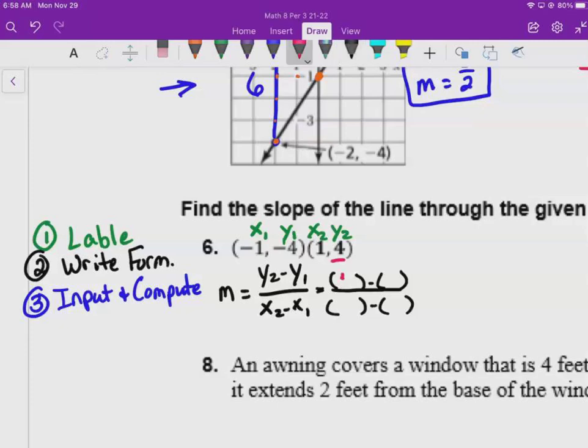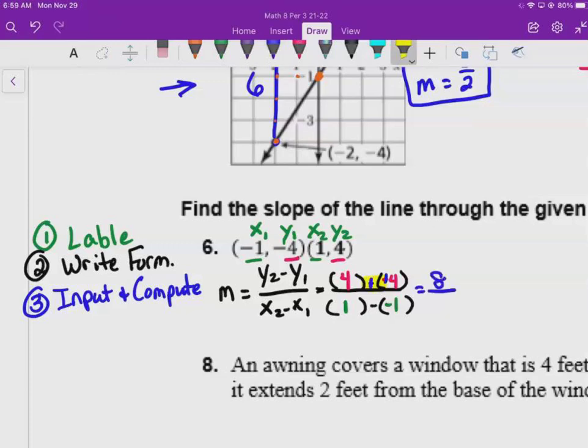So y sub 2 is 4. Y sub 1 is negative 4. And then I have x sub 2 is 1. X sub 1 is negative 1. Now remember, right here, I've got minus a negative. Minus a negative is plus a positive. So 4 plus 4 is 8.